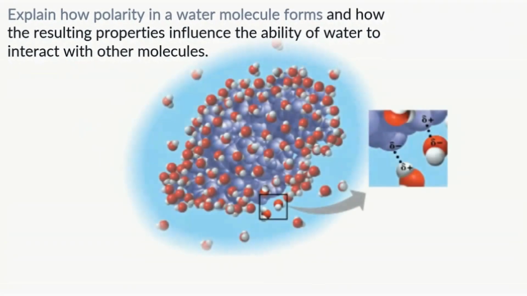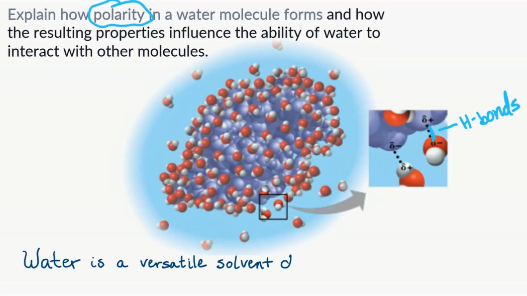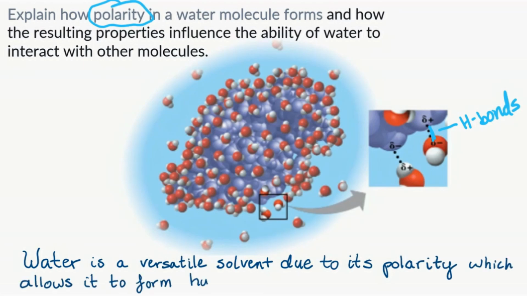The reason why understanding water's polarity is so important is because the likelihood of molecules forming bonds and being able to dissolve in water is based on the polarity of the molecule and the resulting hydrogen bonds that form between water and that molecule. Water is a versatile solvent due to its polarity, which allows it to form hydrogen bonds very, very easily.